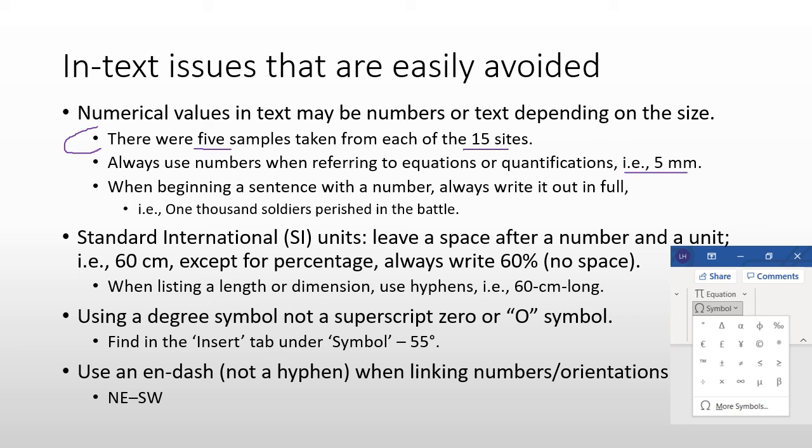So for example, if you're talking about 5 millimeters, don't write that out. That must be a numerical constant or numerical value. If you begin a sentence, however, with a number, then you must write it out in full. So for example, 1,000 soldiers perished in the battle. Okay, that's acceptable to start a sentence with that sort of number. However, I would not start a sentence with 5 millimeters.